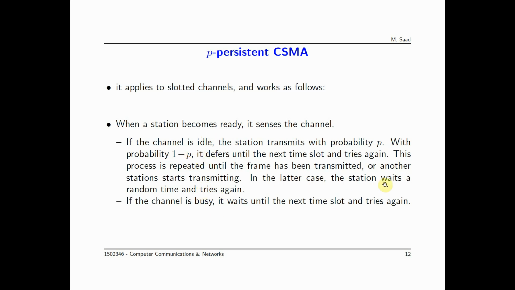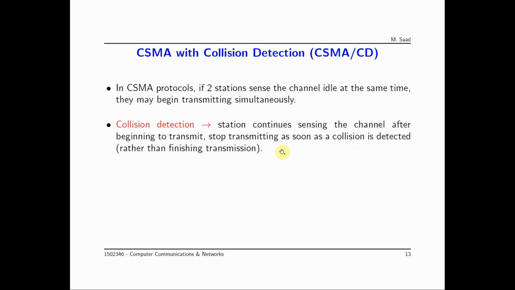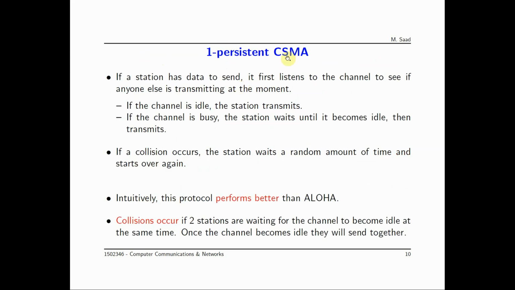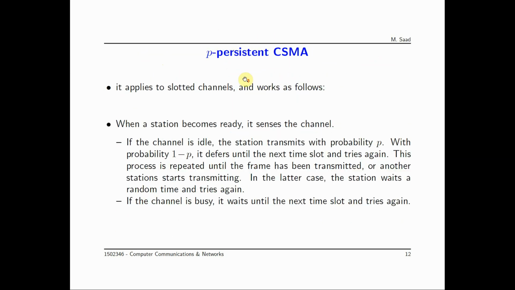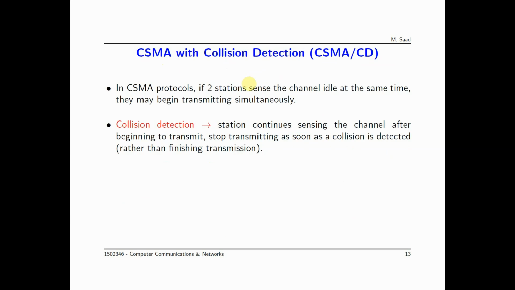Now, in that case, in which you find the channel busy after idle, you will wait for a random time and then try over again. Now, carrier sense multiple access may come with an add-on, an extra option that we call collision detection, and this is called CSMA/CD. So what is carrier sense multiple access with collision detection? Basically, that feature of collision detection can be added to any one of the 3 carrier sense multiple access protocols. So what is collision detection?